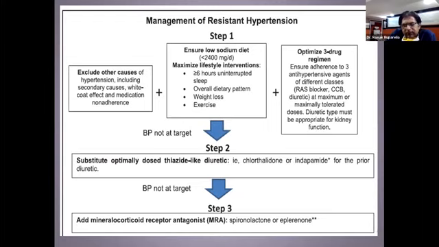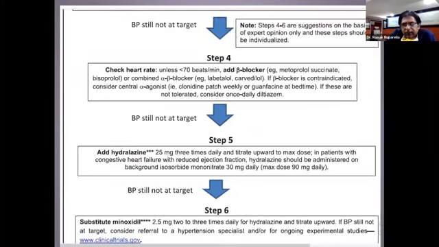Step 2 includes substituting an optimally dosed thiazide-like diuretic like chlorthalidone or indapamide. Step 3 includes mineralocorticoid receptor antagonists like spironolactone. Step 4, if the heart rate is more than 70, we should add a beta blocker. Most likely labetalol, carvedilol, or nebivolol are preferred. Step 5 includes hydralazine. Step 6 includes minoxidil.